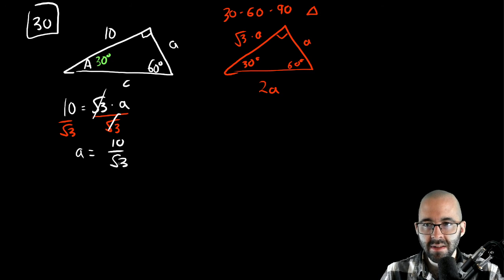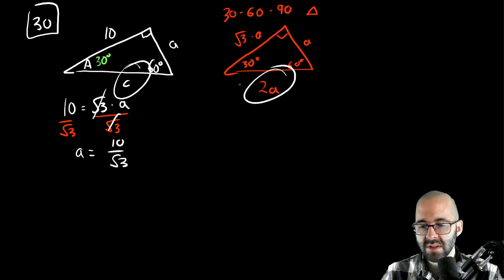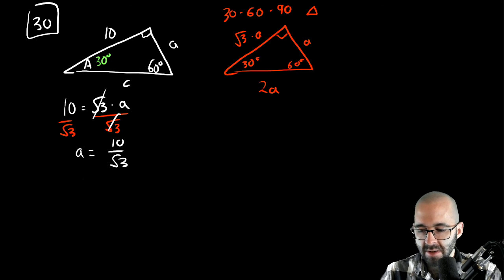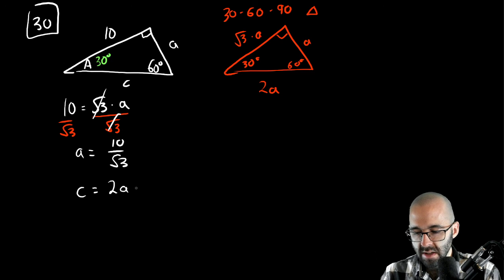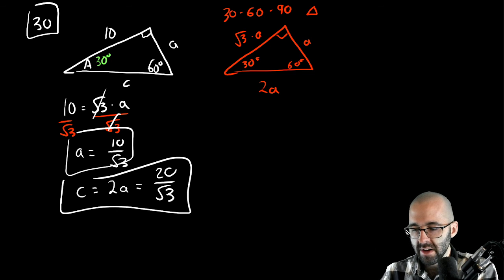That's great. And then C, again, is always just twice the short side. The hypotenuse of this special triangle is twice the short side. That's going to be 20 over the square root of 3. And those are our answers.